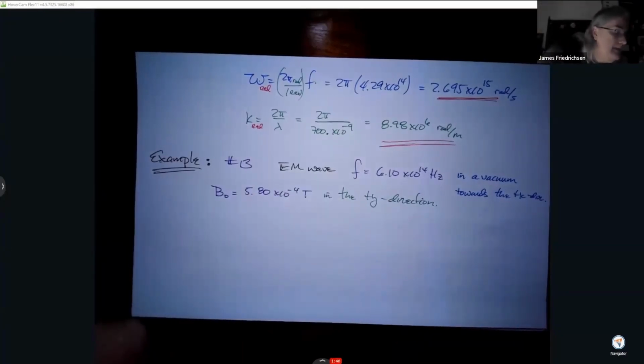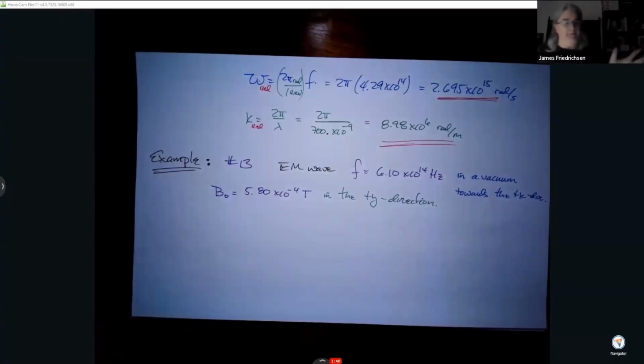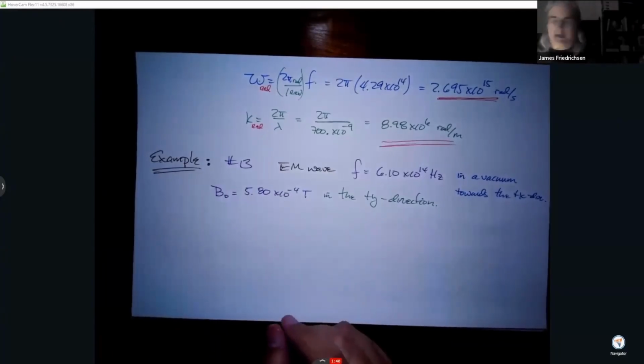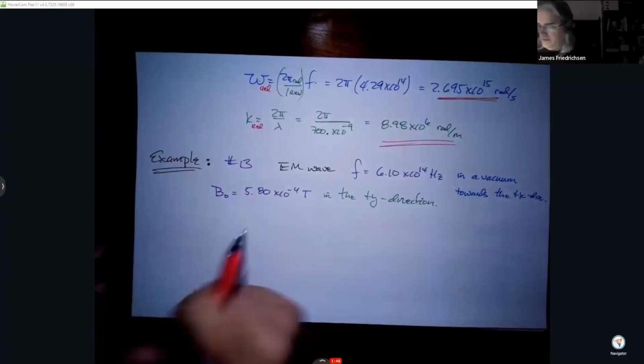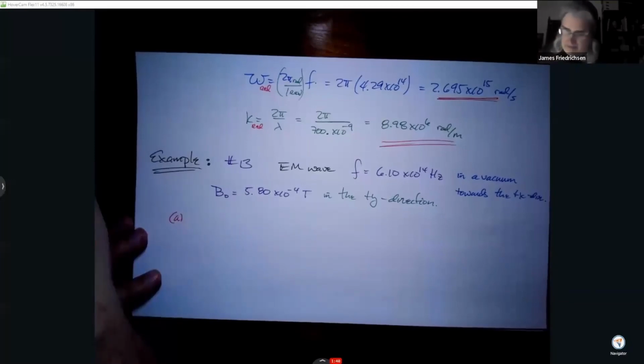And then it asks, find the magnitude and direction of the electric field, and then write down the wave function for the electric and magnetic fields in the form of our equations that we worked on. So what we want to figure out is the electric field. And so we can do the magnitude and the direction. So let's start off with our magnitude.